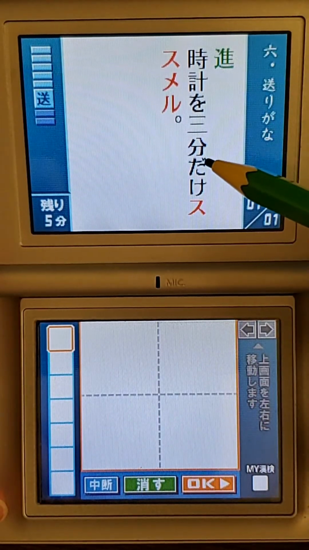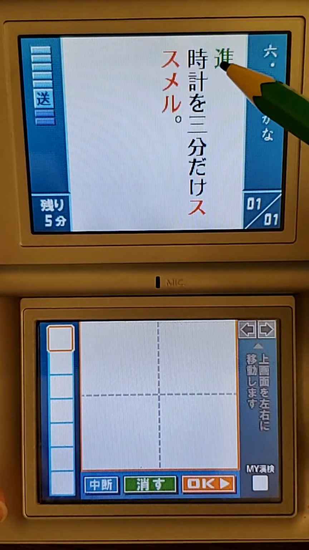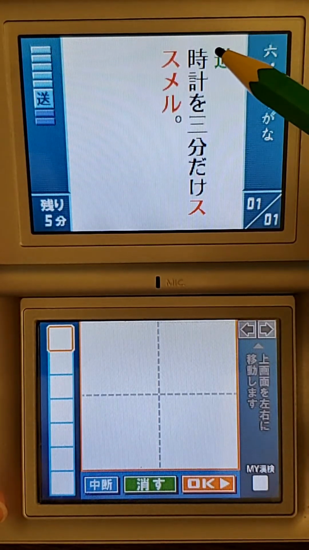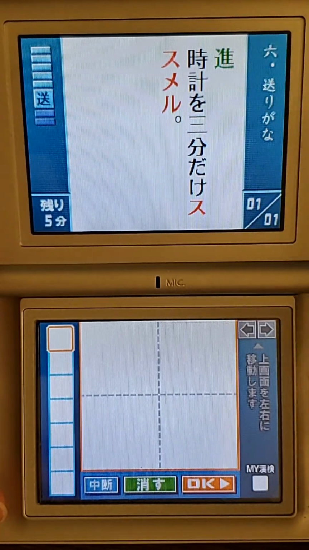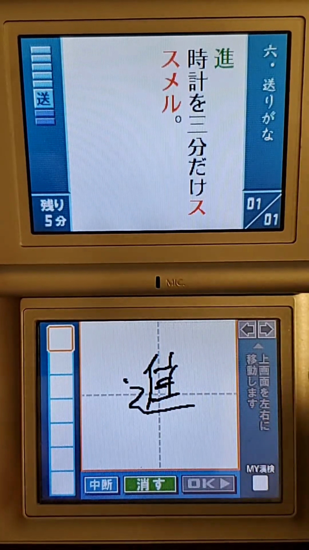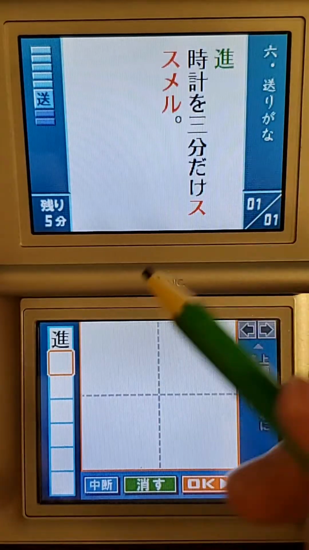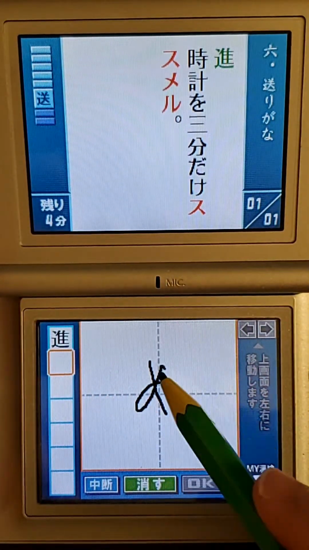時計を3分だけ進める. What does that even mean? So the watch just went 3 minutes. I don't know why, but whatever. So gotta write this kanji, and then the reading. Susumeru.